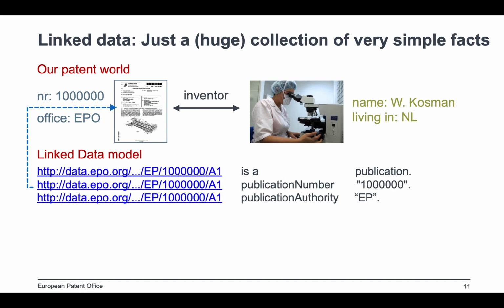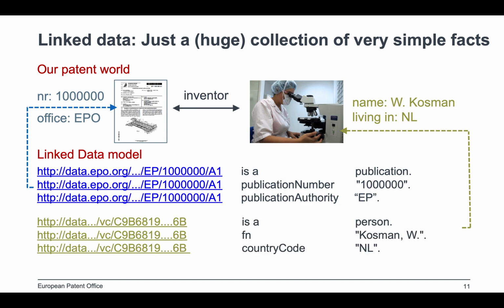Similar things we can tell for the person. He also has an identifier, whatever it is, and he is a person, he has a full name, Mr. Kosman, and his country code is NL for Netherlands. And how do we represent the fact that this person is an inventor of that publication?